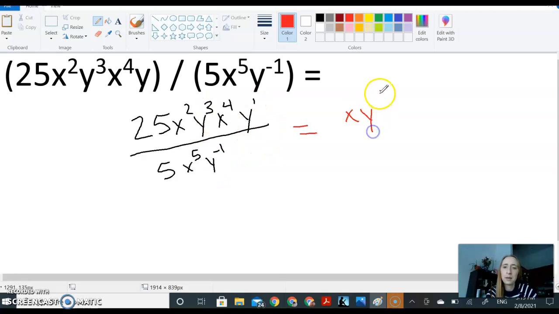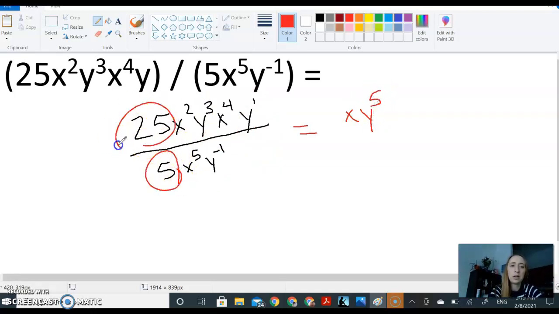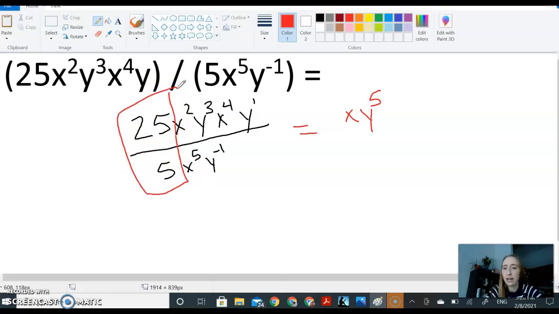Okay, now the only thing left is going to be these terms that are numbers. So those are going to be like terms as well. So I could bring it to the top if you wanted. I could say 25 times 5 to the negative first power, right? Or it might even be easier just to look at it as what is 25 divided by 5? Right? 25 divided by 5 is 5. So I'm going to go ahead and put a 5 there.